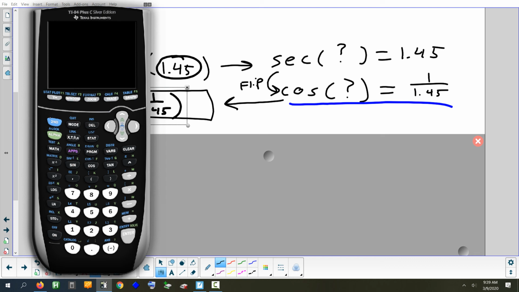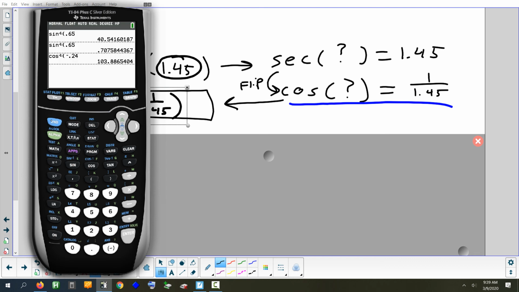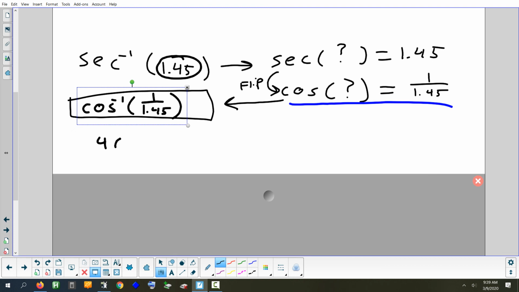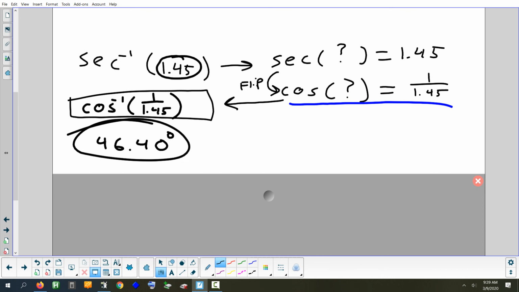So let's just type it in. Inverse cosine of 1 divided by 1.45. 46.40. That's the answer. And if we had an inverse secant button, we wouldn't have to go through any of that. But we don't. So that's what we do.